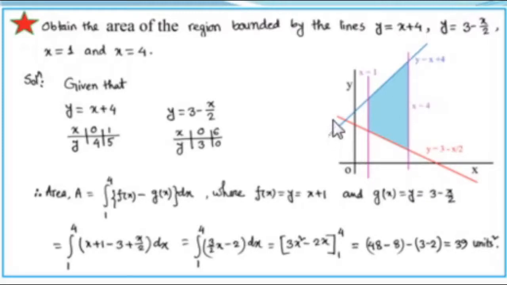These four lines, red line, blue line, pink lines, you have to find the area of the region enclosed by these lines. Okay, for this region we get left boundary x equals 1, right boundary x equals 4, upper curve is y equals x plus 4 and lower curve is y equals 3 minus x by 2.